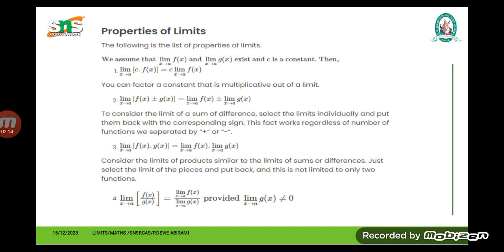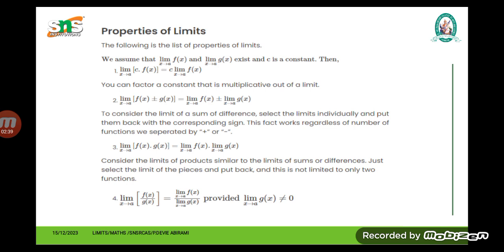Properties of a limit. These are the following properties. First property is limit x tends to a, c into f of x equals c into limit x tends to a f of x, because we cannot apply a limit for a constant. We have to apply a limit only for the function. Therefore, I am taking c outside of the limit.